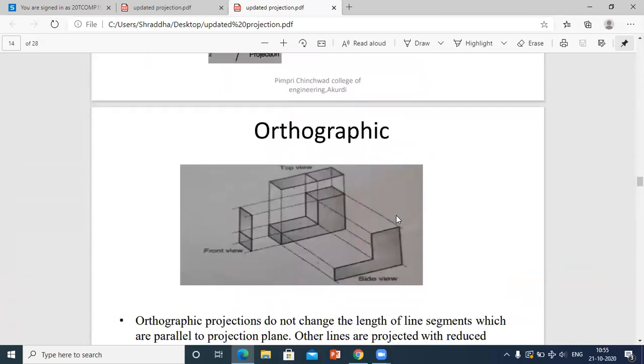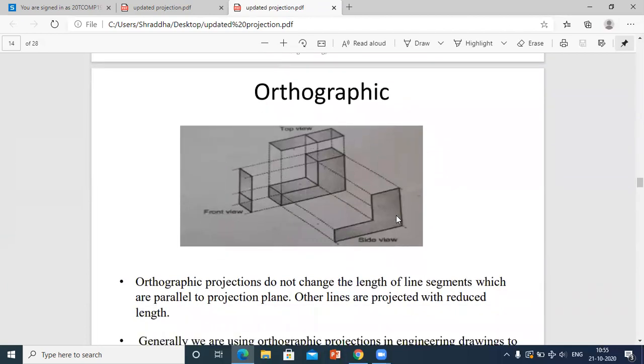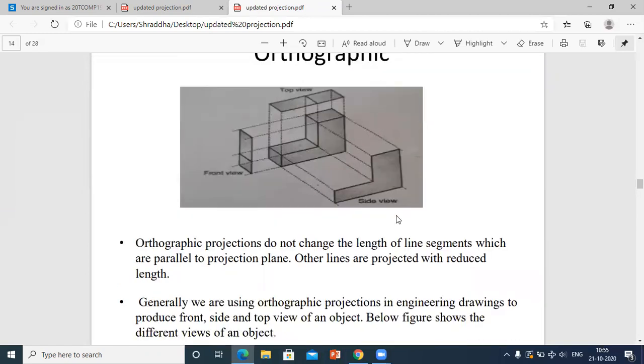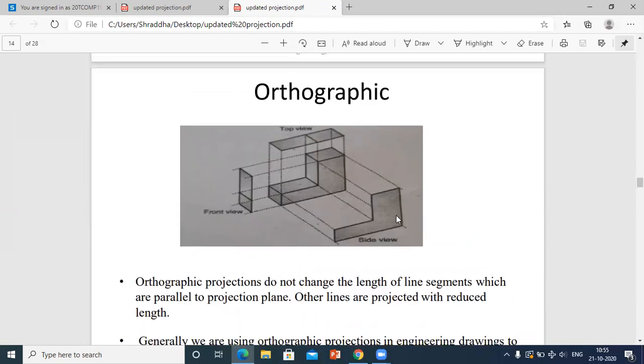Now the next part is orthographic. Okay. Now what is orthographic? Orthographic, you all must be a bit familiar with it from your engineering graphics diagrams. What is orthographic projection? It has a top view, front view, and side view when you are drawing the diagram. Now in orthographic projections, there are some important points to remember, because these are further classified as isometric, dimetric, and trimetric. Now let's start.